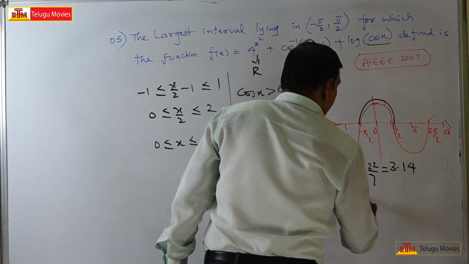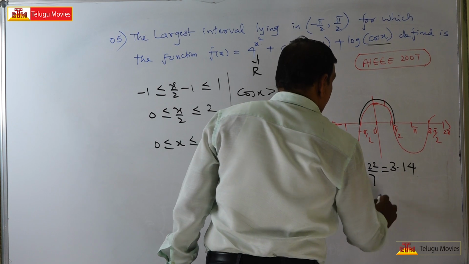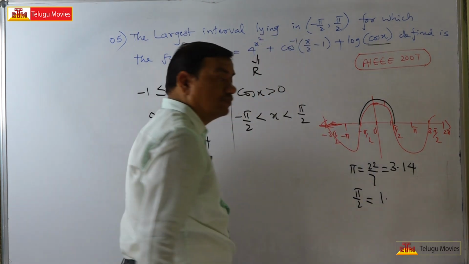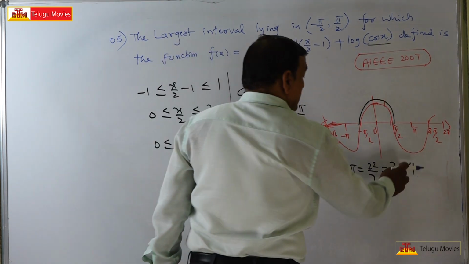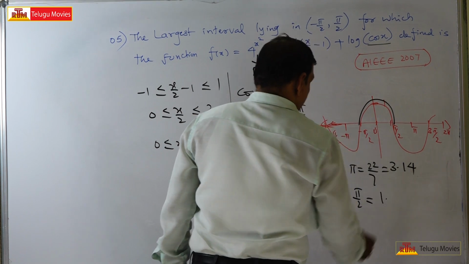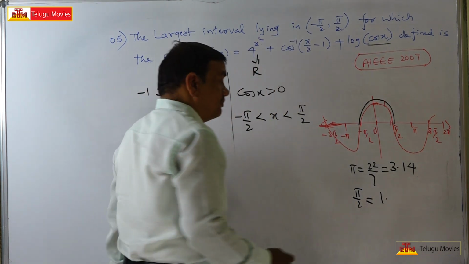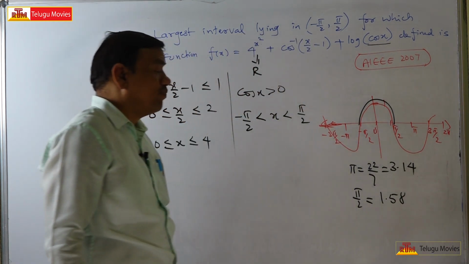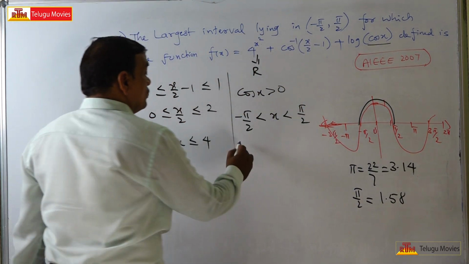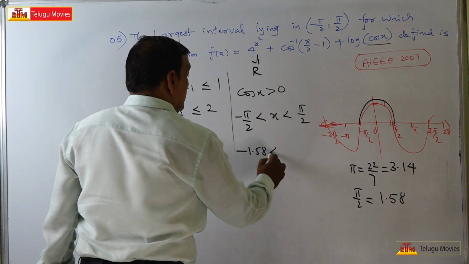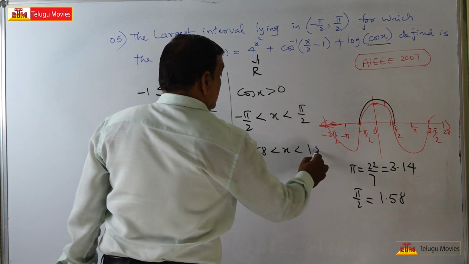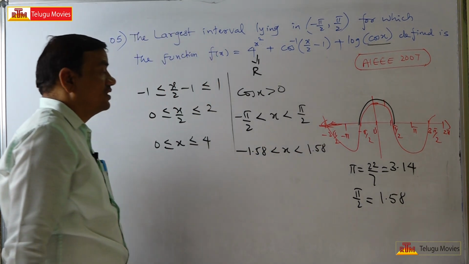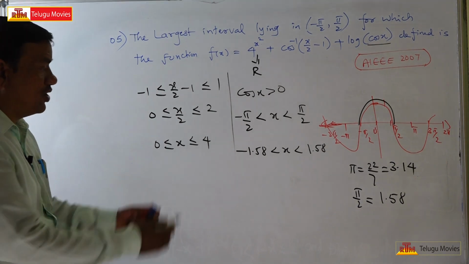What is the value of pi by 2? Dividing 3.14 by 2, 2 ones are 2, 2 fives are 10, 2 eights are approximately 1.58. So this is equal to minus 1.58 less than x less than plus 1.58.